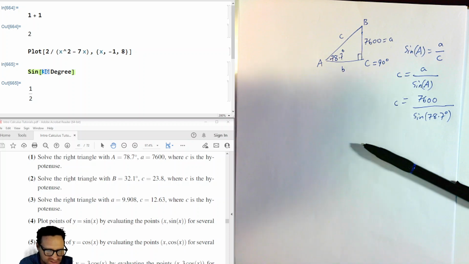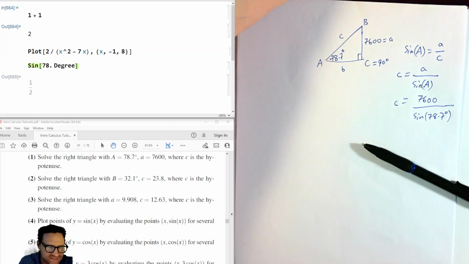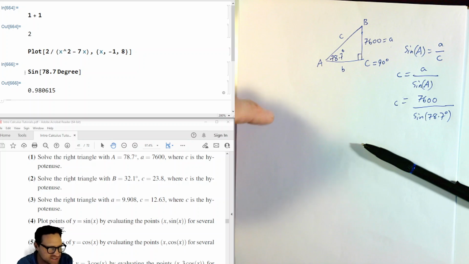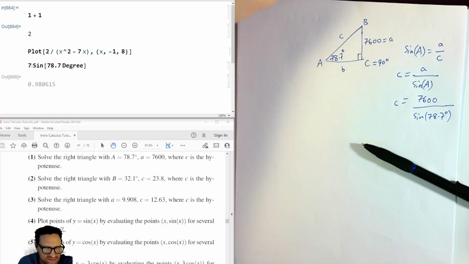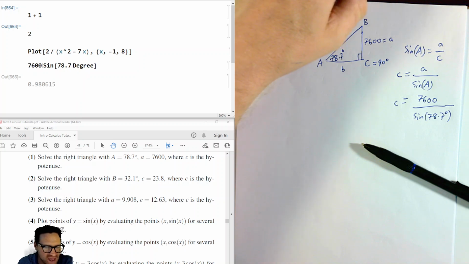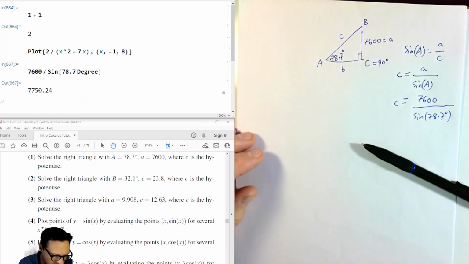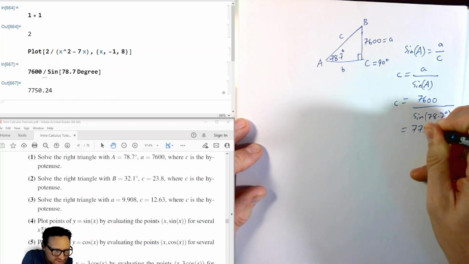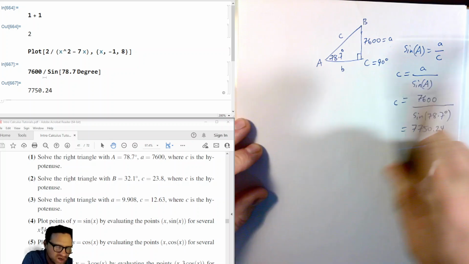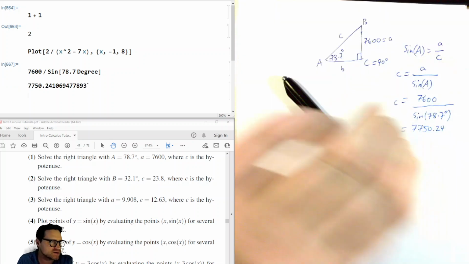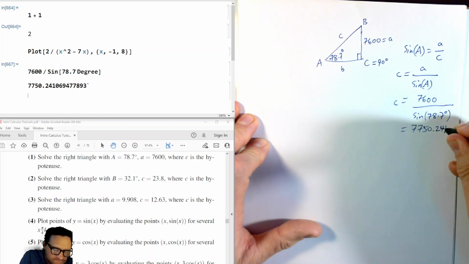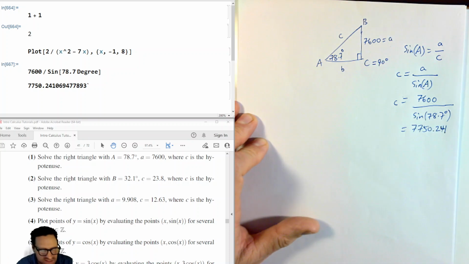So now I will enter sine of 78.7 degrees. And I've got 0.980615 and so on. And so this is my denominator. So now I need to take 7600 divided by that, and this should be my side length, sorry, c. So this is 7750.24, but I can get more digits by just pressing the enter button here. So 7750.241, and I'll stop at 3 decimal places. Why not?